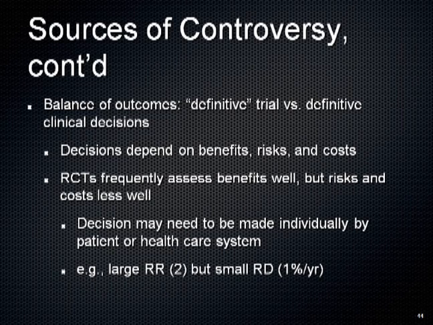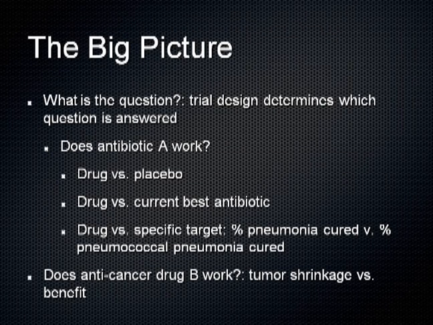Finally, the balance of outcomes. A definitive trial is usually definitive because it documents efficacy, but that doesn't mean that you've got a definitive clinical decision. Decisions depend on a mix of benefits, costs, and risks. RCTs do a good job of assessing benefit, but risks and costs aren't done as well. So the decision needs to be individualized, of course. So, for example, if you have a large relative risk but a small risk difference, you might come to a different conclusion. I would always argue for looking at the risk difference.